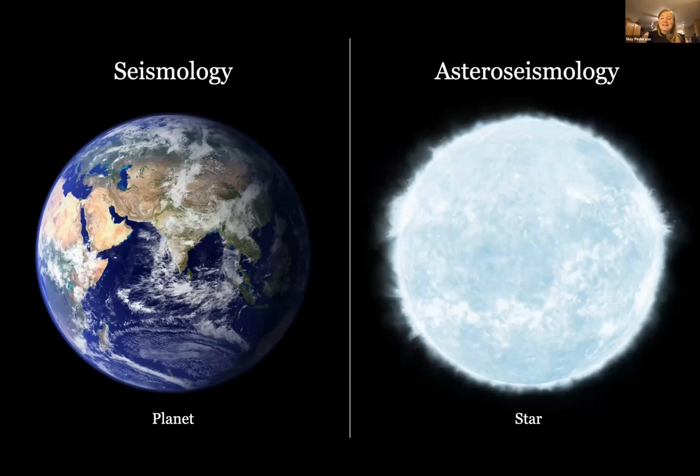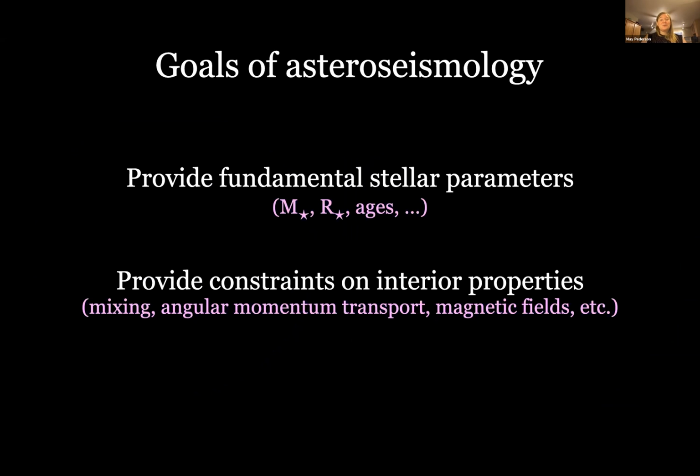And so the goal of us asteroseismologists, what we really want to try to do for you, is to provide you with a good set of fundamental stellar parameters derived from asteroseismology, as well as provide constraints about the interior properties of the stars, such as the mixing, angular momentum transport, and magnetic fields, and so forth, which will have a major impact on the evolution of the stars.